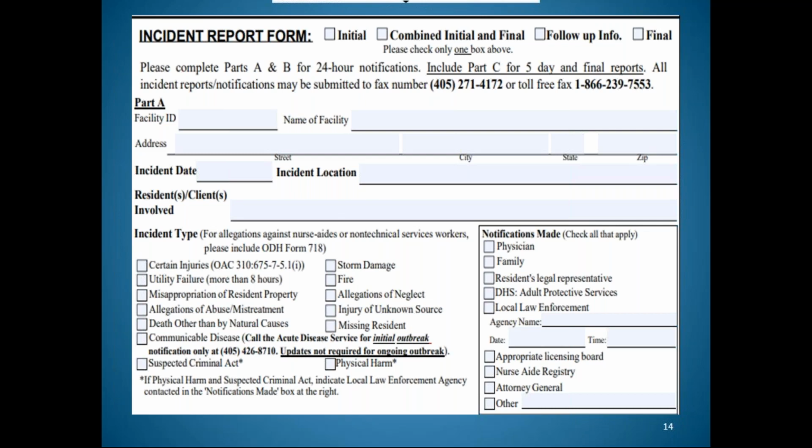The nurse aide registry, you can check it because you're sending in the 718. Please send it in with us and we will take care of where it goes from there. And the Attorney General, if by some chance you contact them, and this could be the Ombudsman, this could be area-wide aging, anybody that could be involved, a legal representative or an attorney, anybody that you may need to notify.